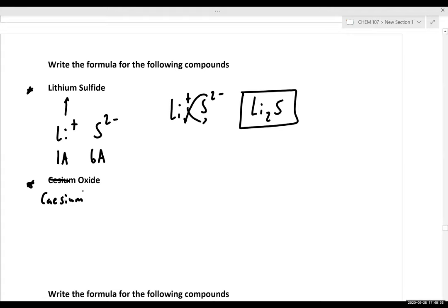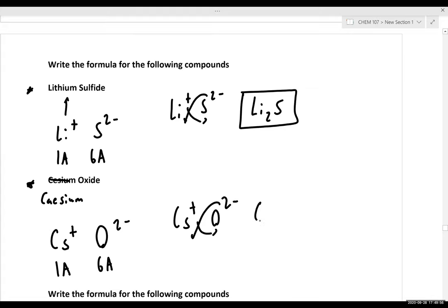Let's look at the cesium oxide example. So cesium is a 1A element with a +1 charge. Oxygen, oxide is indicating oxygen, which is a 6A element with a 2- charge. So we have Cs+ and O2-. We cross our charges, that gives us Cs2O. Do these examples make sense?